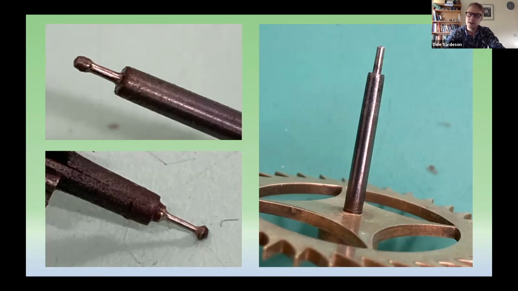So they had to be replaced completely by drilling down into the body of the arbor and pressing in a new bit of hardened and tempered steel. And there's an example there on the right. That's one of those pivots replaced.